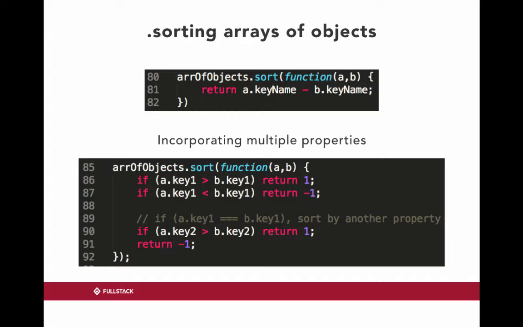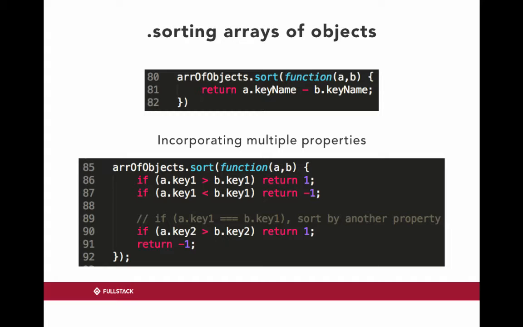So, let's say I want to order my array of objects, and first priority is to order by key 1. So I say if A.key1 is greater than B.key1, then that's the order I don't want. I want them to switch.